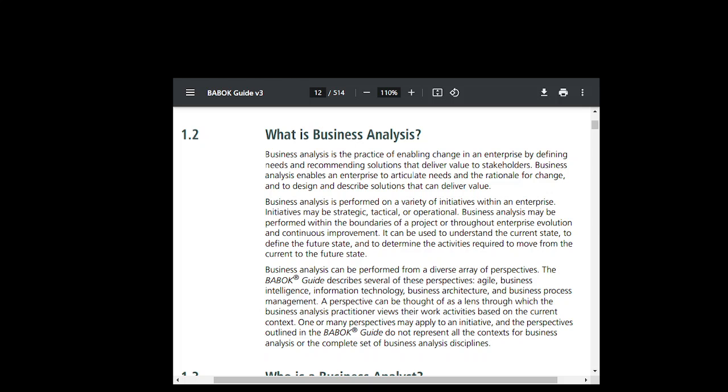So, as a business analyst, business analysis enables an enterprise to articulate needs, that is through you, and the rationale for the change. So this is what we want, or this is what we need, and this is the reason behind it, or the sense behind it. Then, to design and describe. So when you have gone through that elicitation and collaboration, you are able to come to your design definition, looking at your different solutions and so on.